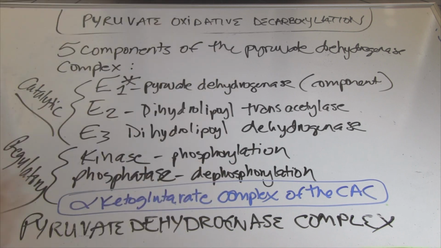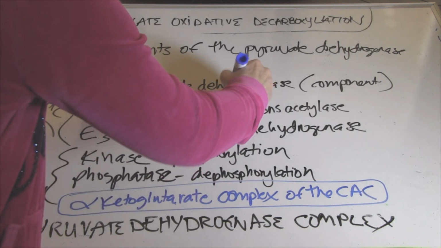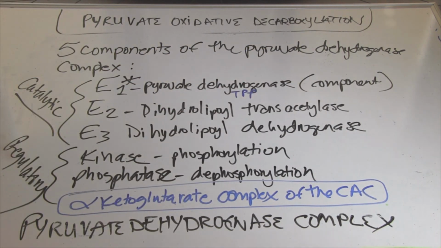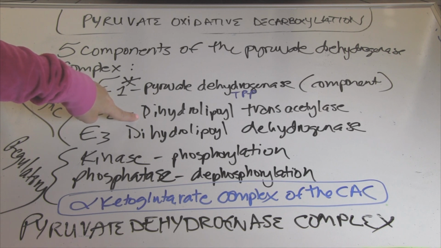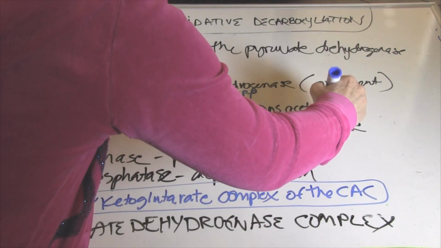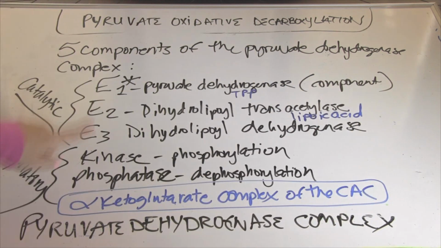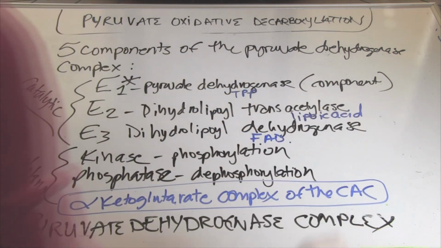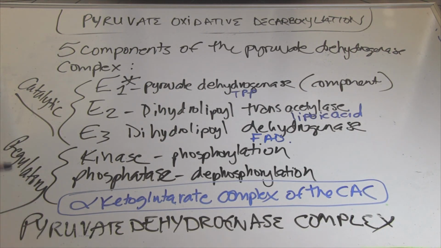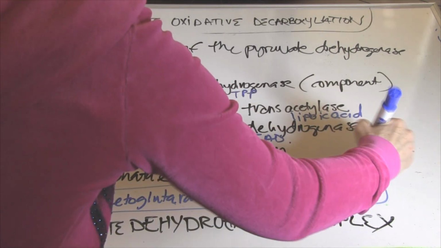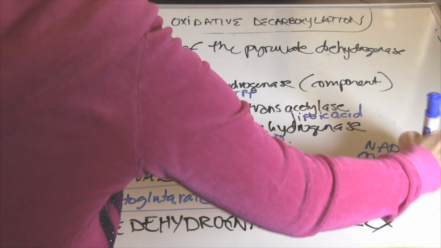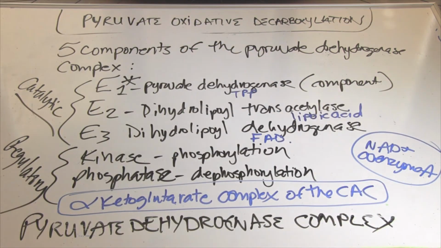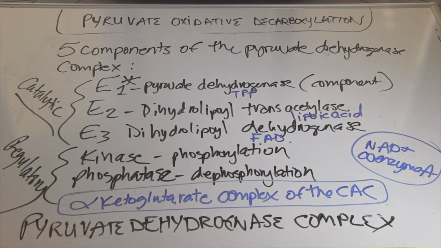The coenzymes of this complex: remember in pyruvate dehydrogenase, the coenzyme was TPP. In dihydrolipoyl transacetylase, the coenzyme was lipoic acid. Then the coenzyme is a vitamin-derived FAD. And then, of course, we had NAD working, and we had coenzyme A working along with it, too. So we have NAD and coenzyme A that also work with this complex.